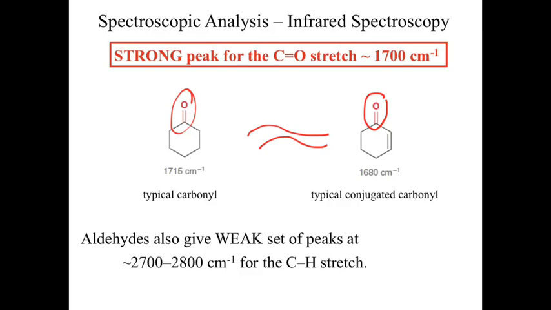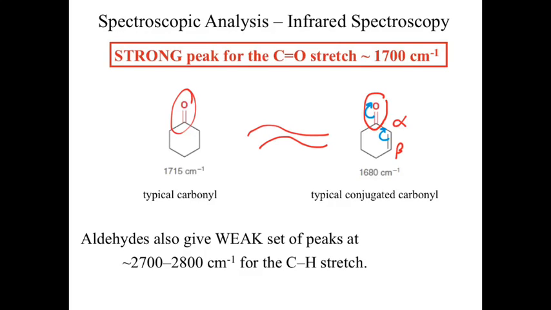The frequency of all signals will shift to lower values when they're conjugated with some other pi system. So in this case, if we take a look at that carbonyl, we have an alpha beta, and we'll talk about what alpha beta means in a little bit, an alpha beta unsaturated ketone. That unsaturation conjugates within the pi system, and if you go through and look at resonance, we can weaken that bond. Well, if the bond gets weaker, it shifts to a lower frequency.